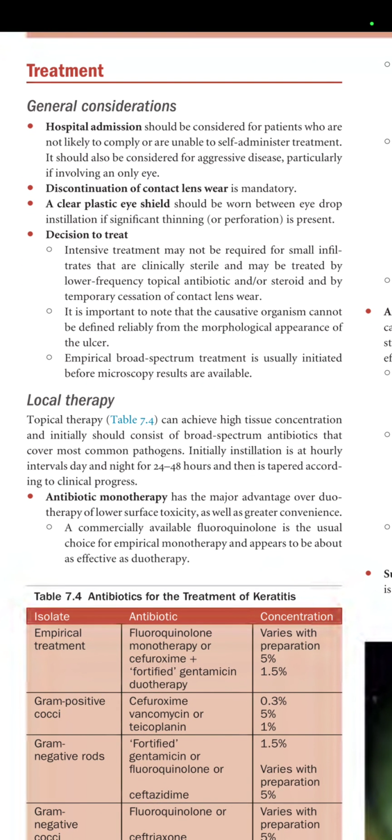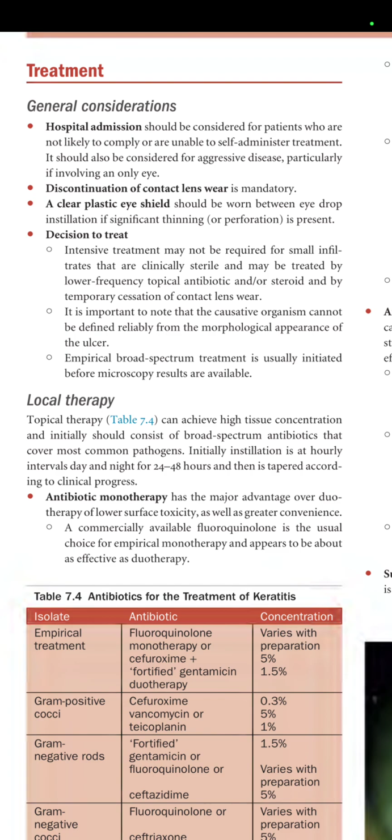Then a clear plastic eye shield. A clear plastic eye shield should be worn between eye drops instillation if significant thinning is present. So if there is very significant thinning, we tend to close the eye between the eye drops. Decision to treat. Intensive treatment may not be required for small infiltrates that are clinically sterile and may be treated by lower frequency topical antibiotic and or steroid and by temporary cessation of contact lens wear.